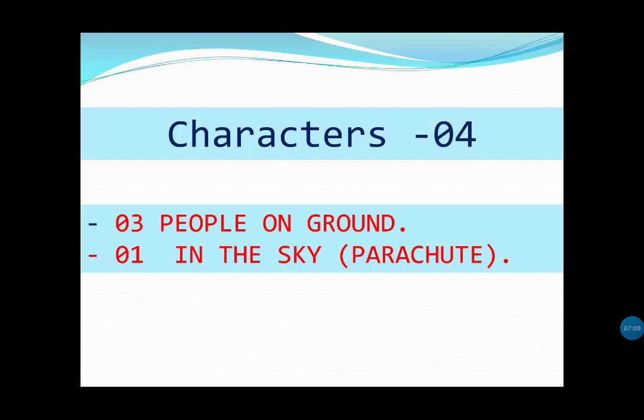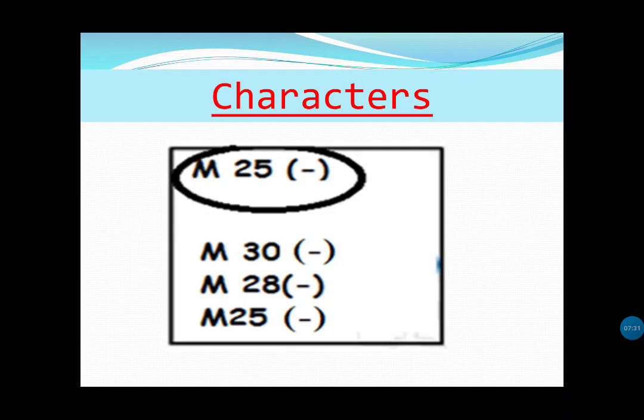So we note a total of four characters. Three people are on the ground and one person is in the sky with a parachute. To see this person with the parachute, you have to see the picture very carefully. As I told you, the surroundings should be seen very carefully and checked thoroughly for all kinds of things, any hidden object or any other input.